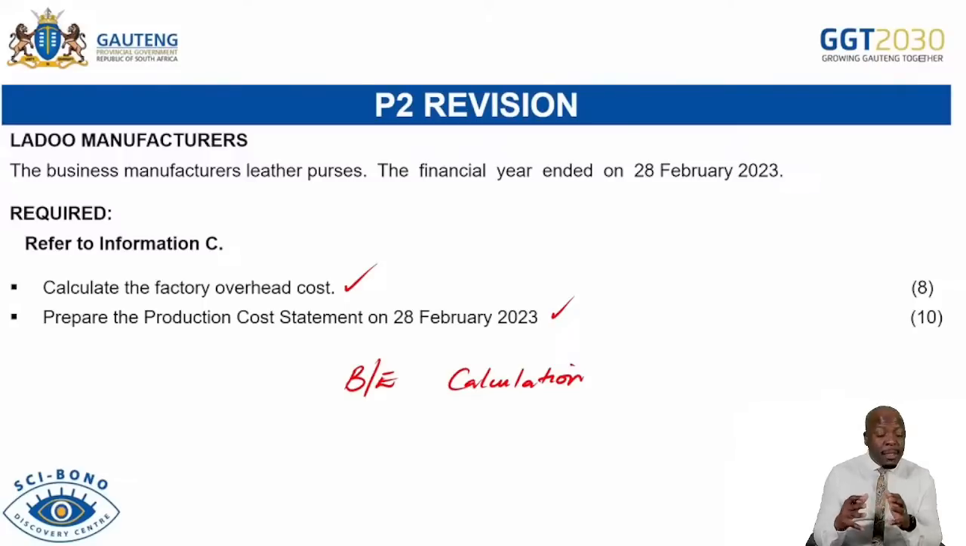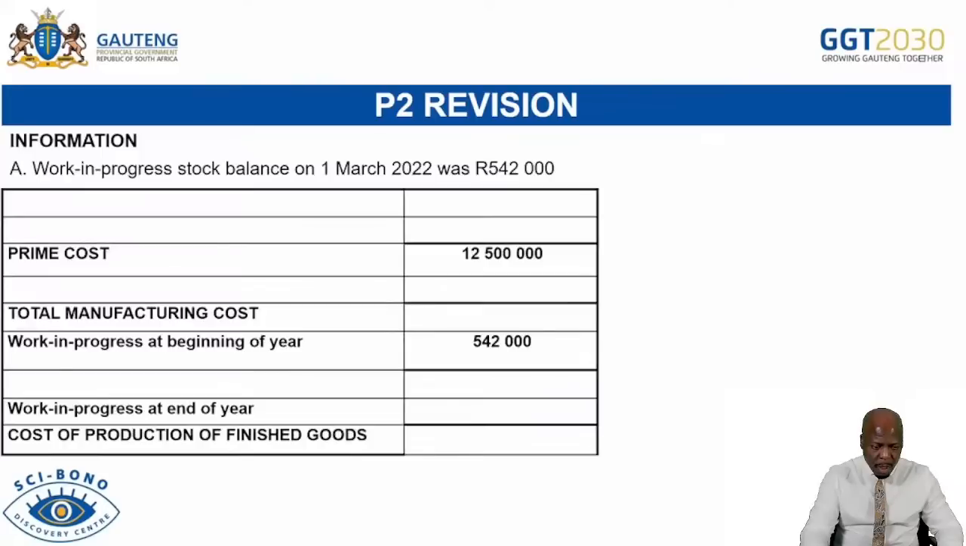So in this particular question, I'm going to do the factory overhead cost as well as the production cost statement. Let's do that. So, we have to emphasize format. You have to know your format. And remember that there are several ways in which you can complete your production cost statement, especially this bottom figure here. Very, very key that you must expose yourself to all these ways.